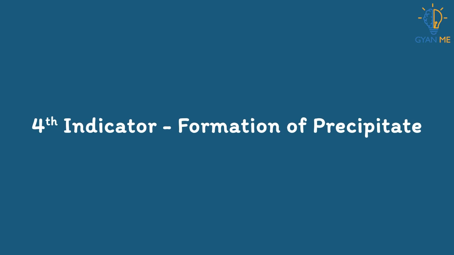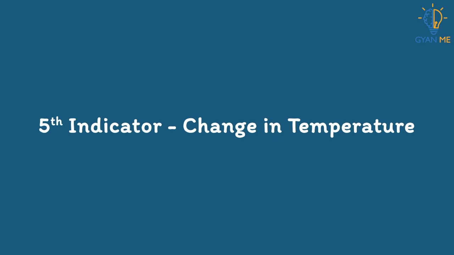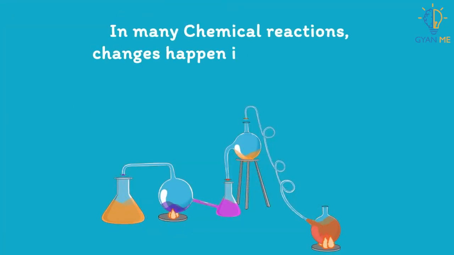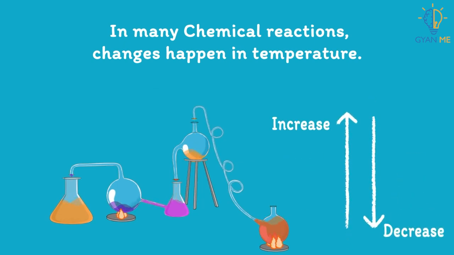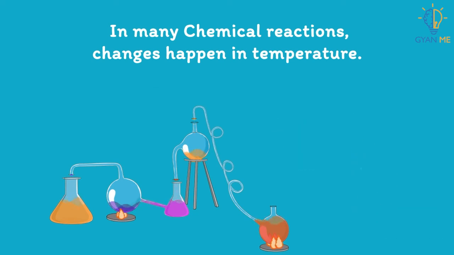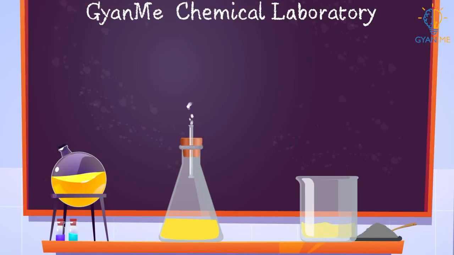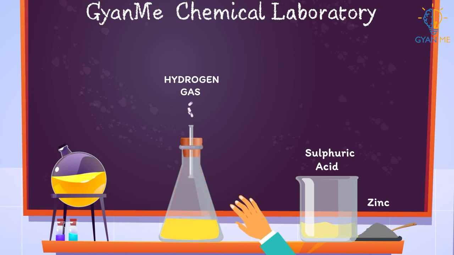There is one more indicator, that is change in temperature. In many reactions, temperature also changes. Change means it can increase or decrease. This change in temperature can be measured with the help of thermometer. So let's go. Where? To our lab, where we will do one more experiment. We already saw reaction between zinc and dilute sulfuric acid, where hydrogen gas was evolving. But one more thing is happening. If you touch the bottom of this conical flask, it will be hot. This implies there is an increase in the temperature.